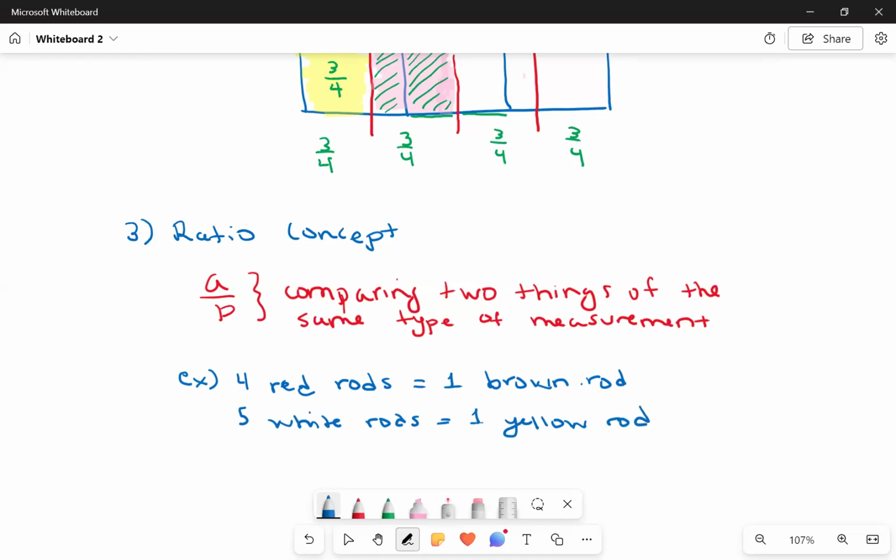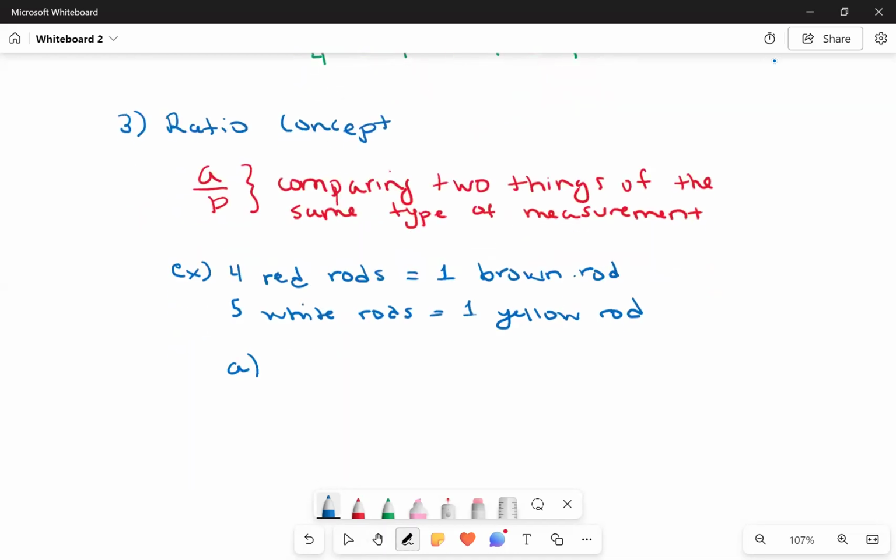All right. So they word this in an interesting way, and it's kind of why I wanted to go through this. If the brown rod represents 1 unit, or they actually say, if the brown rod is the unit. What they mean by unit is what we're considering the whole, the whole piece. What we count as the whole. What is the length of 1 red rod?